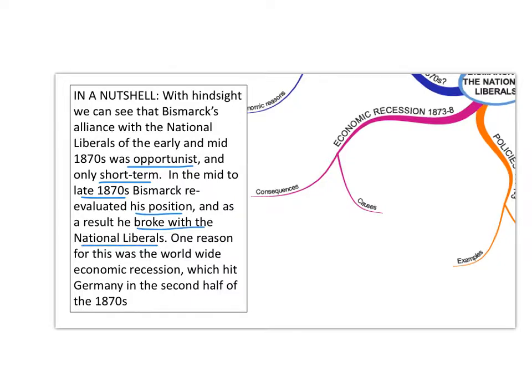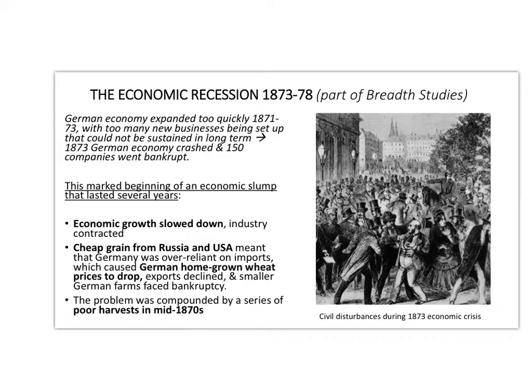One of the key reasons for why he changed his position was that there was a worldwide economic recession. Notice it was worldwide. The world economy went on a downturn, and that hit Germany in the second half of the 1870s. A little bit more detail there, with the images, tells you a bit about the cause. Partly the German economy had expanded too quickly.